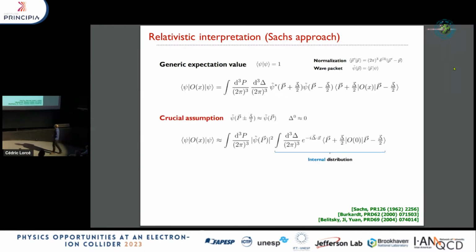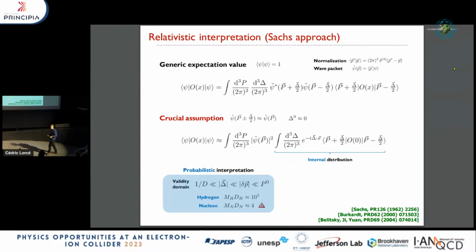Okay, and usually people make a crucial assumption, which is essentially they say, okay, let's consider that the wave packet in momentum space doesn't depend much on the momentum, it's pretty flat. So you can essentially approximate the wave packet at p plus or minus the momentum transfer as the wave packet at the average value of p. By doing so, again, you separate the p from the delta dependence, and you would then again interpret this Fourier transform as the internal distribution. So it's basically what you can find here.